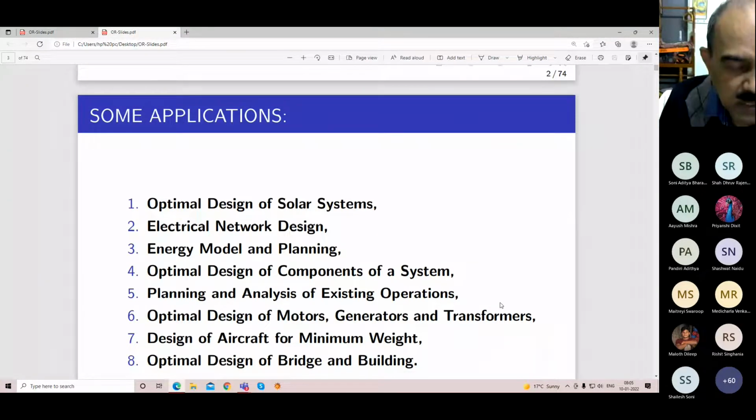These are the engineering applications, and it has applications in management science, in social science, in mathematics. In every area, it has some applications. Depending on the use and the requirement, we use the model and find the solution.